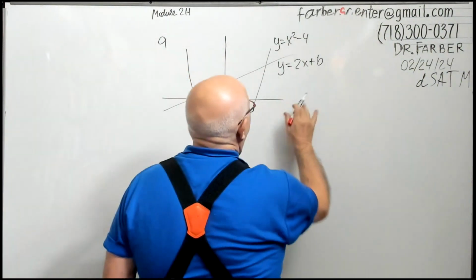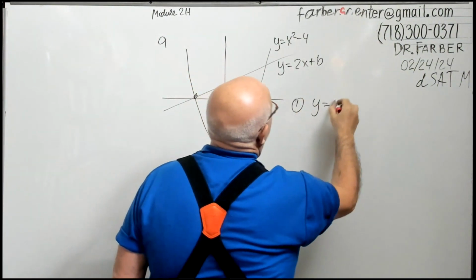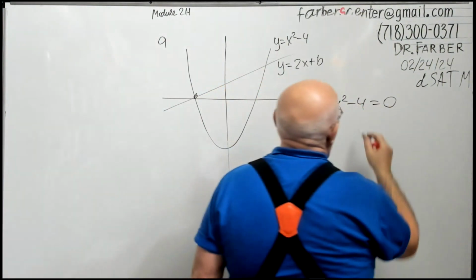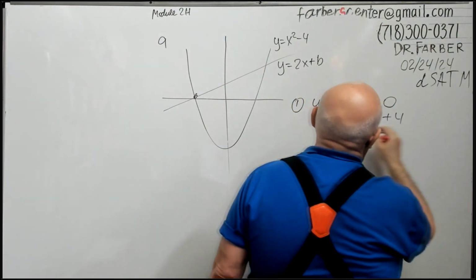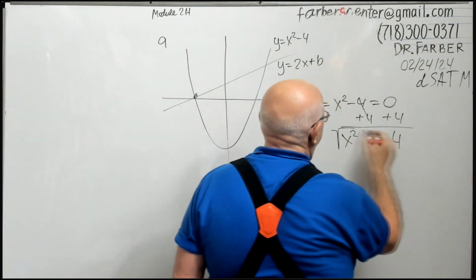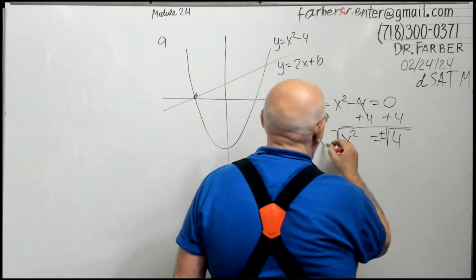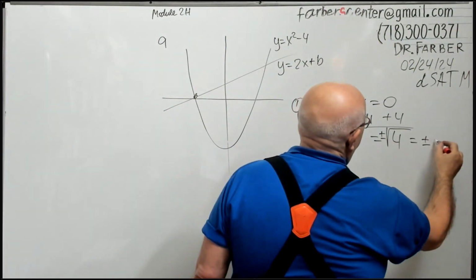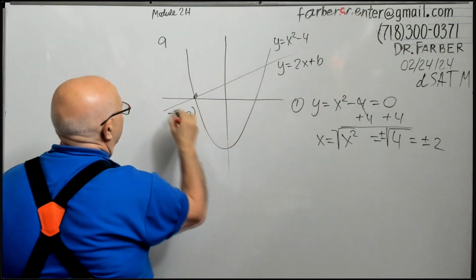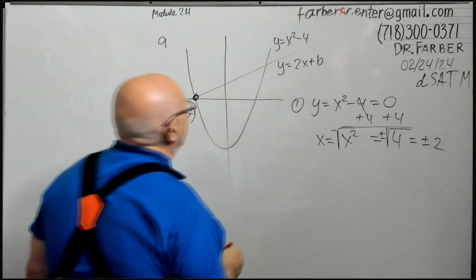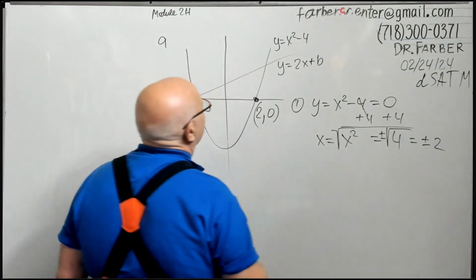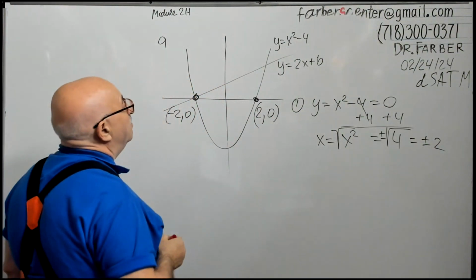Step number 1, for the parabola, y equals x squared minus 4 equals 0. So plus 4 and plus 4. X squared equals 4. Square root of both sides. X equals plus minus 2. So this point is negative 2, 0. And this point is 2, 0. So I know this point.